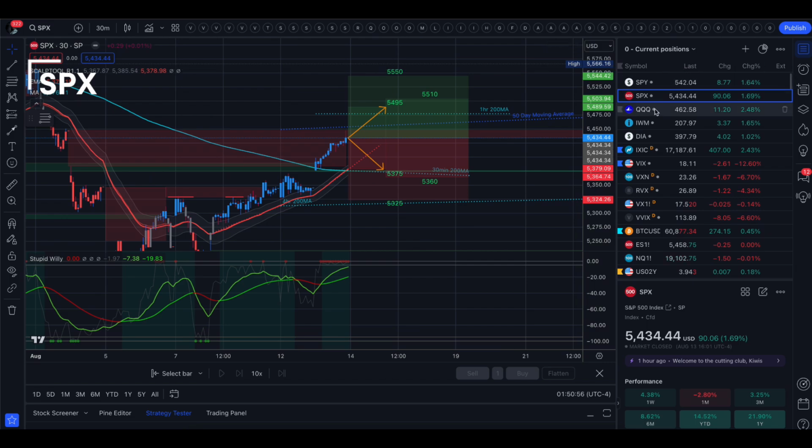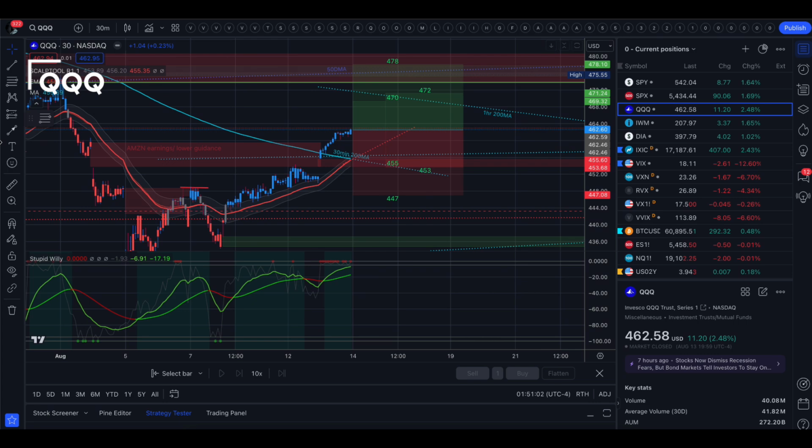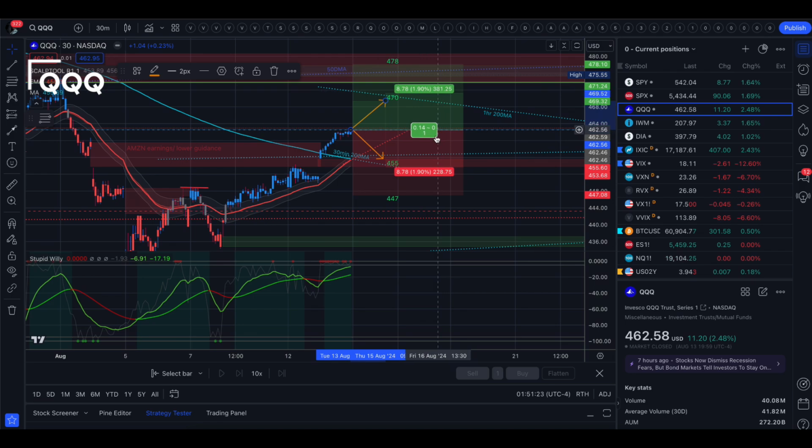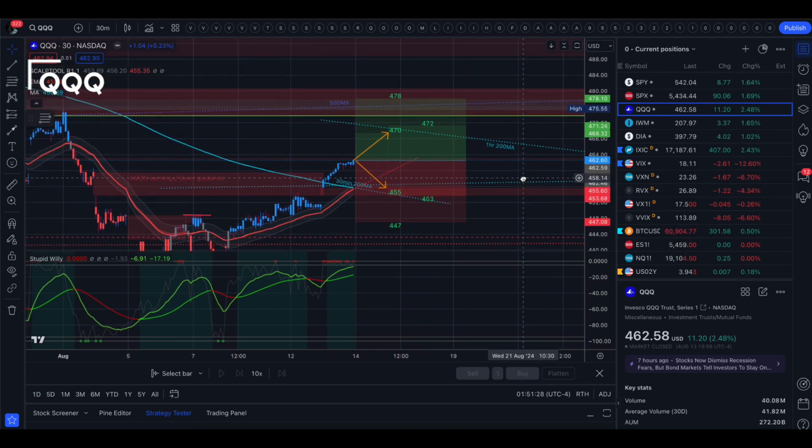So then taking it over to QQQ, the implied move over here is between 455 and 470, and the 30-day average volatility is a lot wider, 447 to 478, and on Thursday's contract, 453 to 472. And to the upside, we don't have anything within the implied move. So our first level to look for is going to be 470. That's the top of the implied move. And then that 1 hour 200 moving average is right there as well.